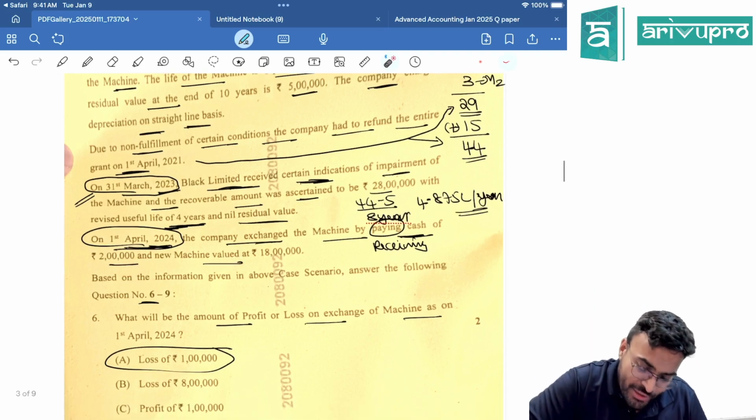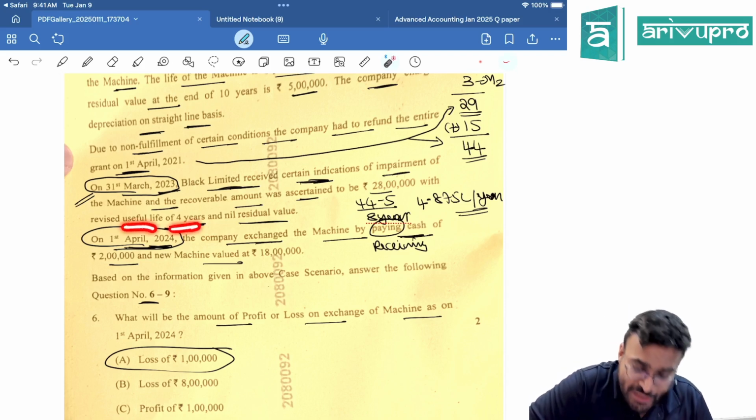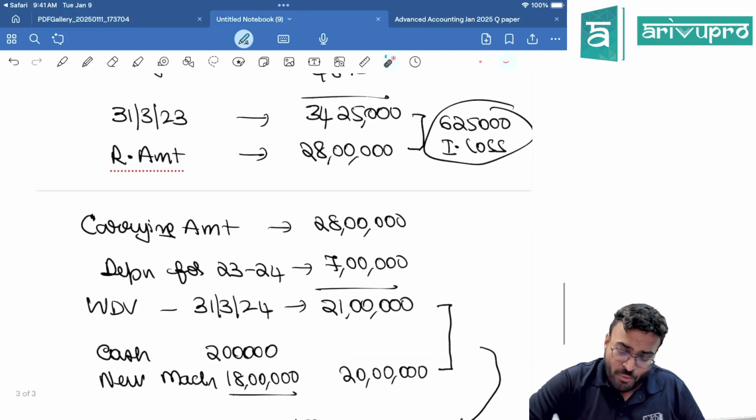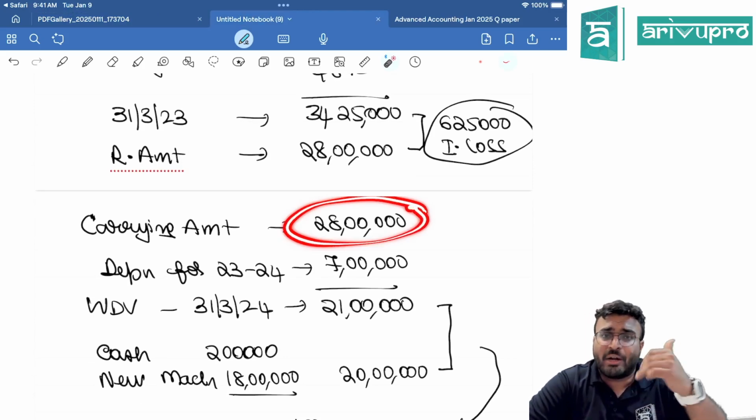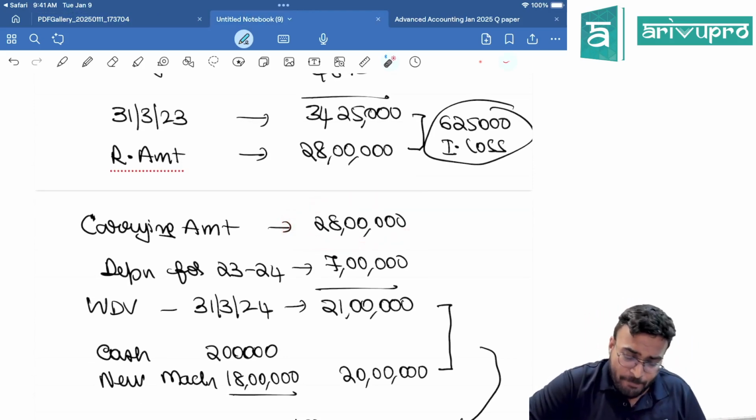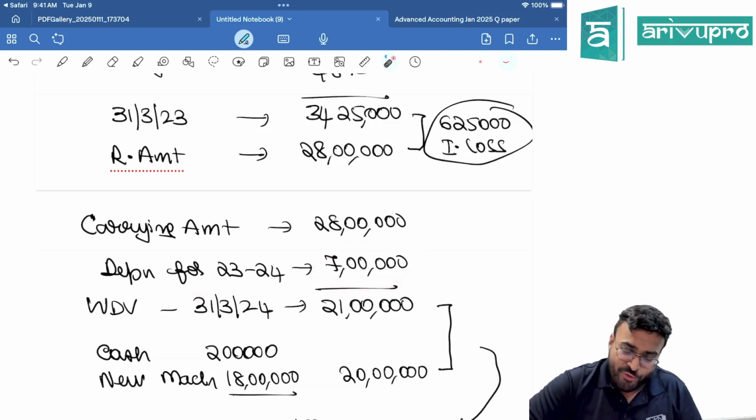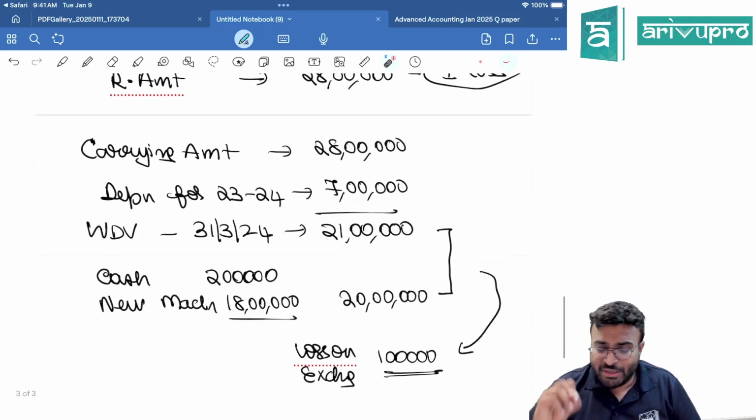Now if you see over here, 31st March 2023, Black Limited received certain indications of impairment and also revised useful life is 4 years only and nil residual value. Now see, 1 more year. Now what you're going to do, 28 lakhs is the carrying amount because you have done impairment. Impaired value of the asset is 28 now. Depreciation for 23-24 is 7 lakhs because 4 years useful life, divided by 4. That time you're getting 7 lakhs. Now 21 lakh is the value.